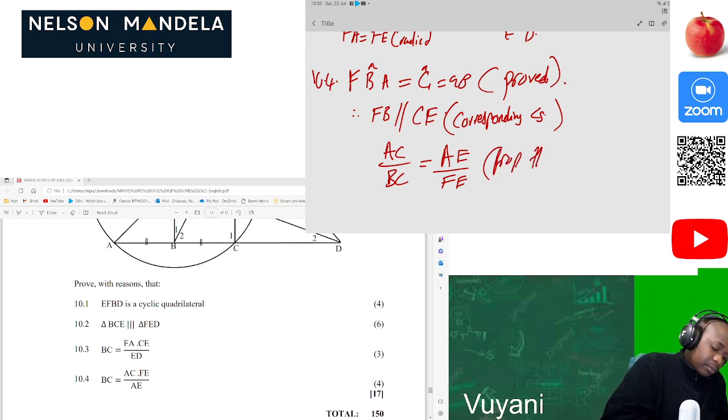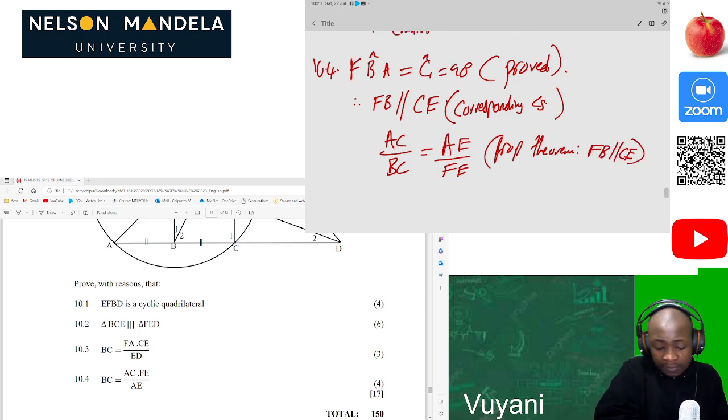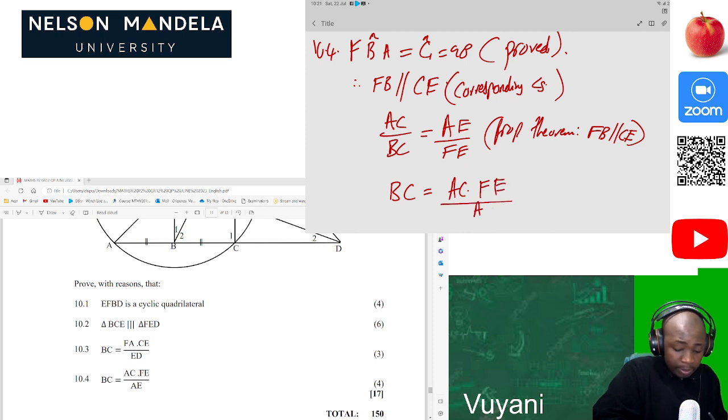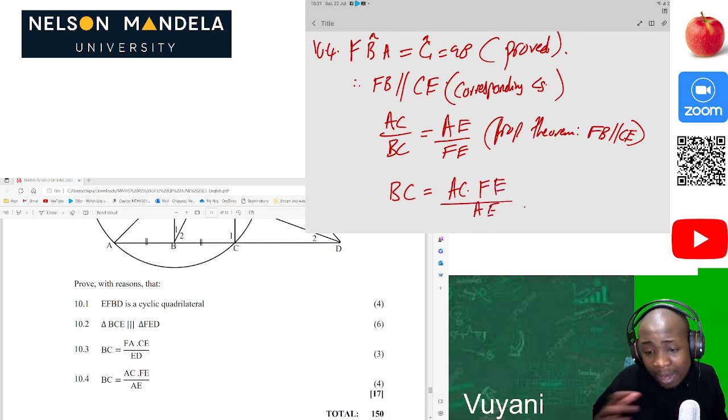Then we state the parallel side. After that we can make BC the subject of the formula. Then that will be AC times FE divided by AE. Then you get your 4 marks just like that. So this is our Euclidean geometry.